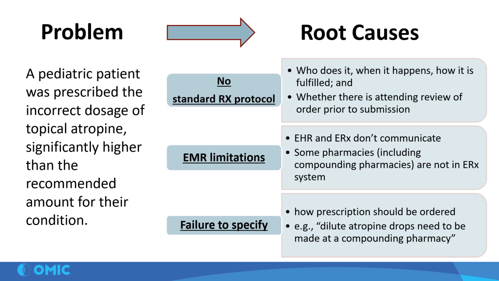So in the RCA, we found out that there were potentially 3 points of error that could be addressed to prevent this problem. First, there was no standard overview of prescriptions and no routine review and sign-off by attending physicians. Second, the electronic prescribing system used did not communicate directly with our EHR. And the compounding pharmacy we sent the drops to did not take e-prescription. Finally, what was written as 0.01 was misread as 1, but there was no corresponding text to indicate that the dose was to be diluted and had to be made at a compounding pharmacy, which could have prevented the error as well.